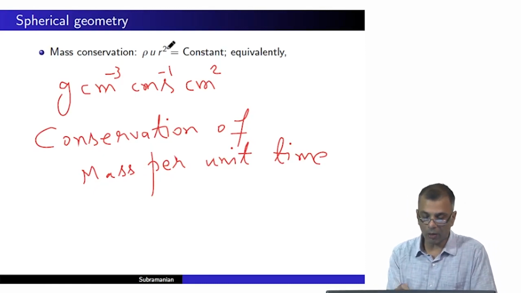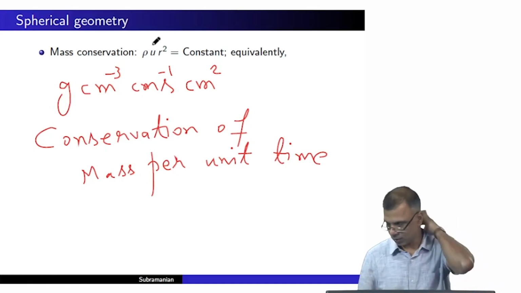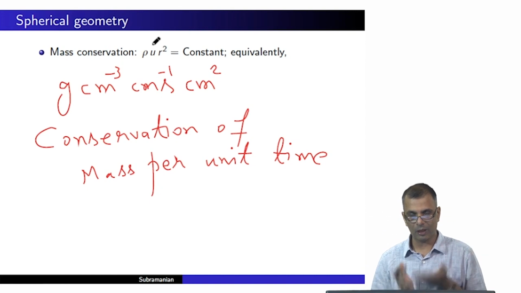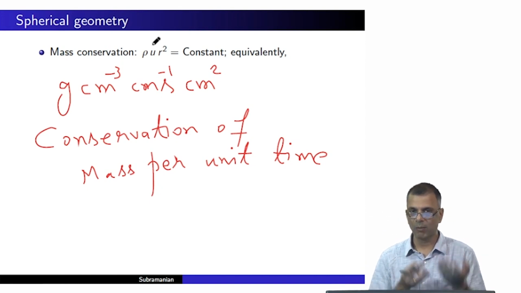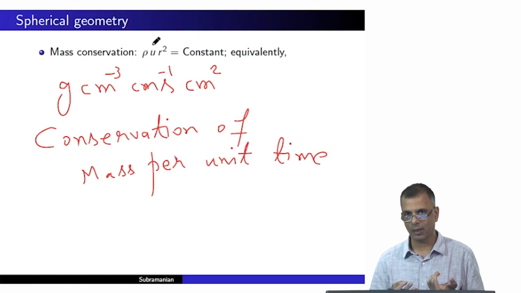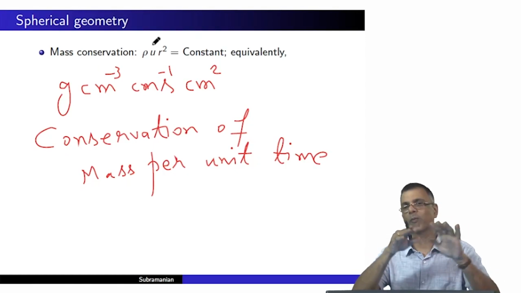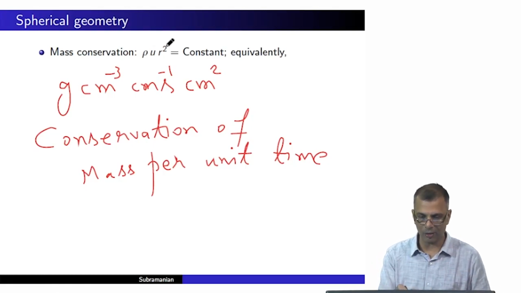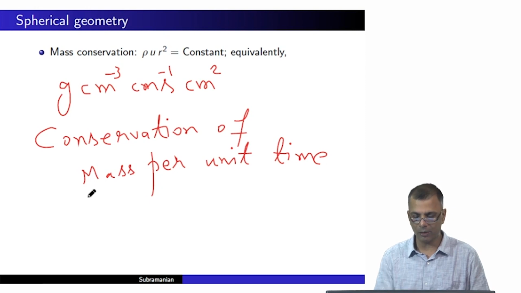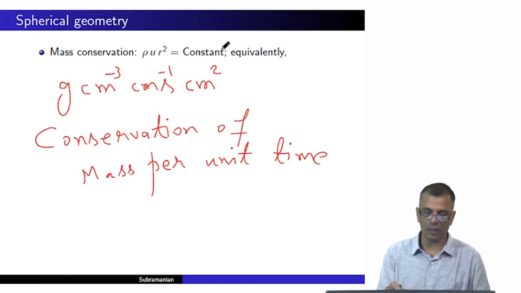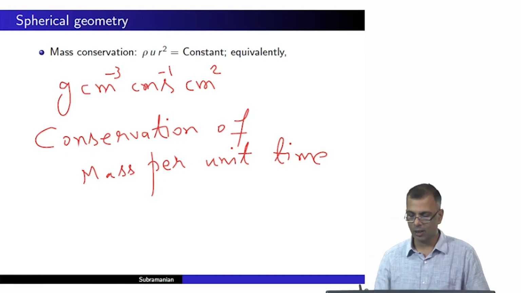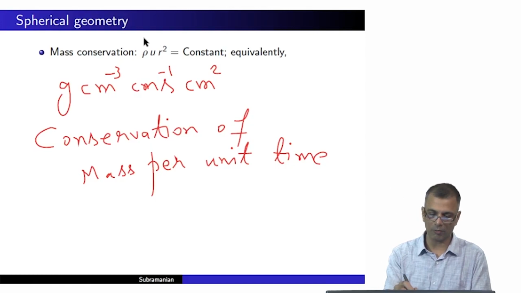So where did this r squared come from? Well, what you do is you consider the mass flux into a sphere. And the mass flux, you remember, is grams per centimeter squared per second. Okay, and what's the area of a sphere? It's 4 pi r squared. Right? So you multiply the area with the mass flux, so that's where the r squared comes from, and you get mass per unit time. And the 4 pi is simply absorbed into the constant. Okay, so that is where this thing comes from.